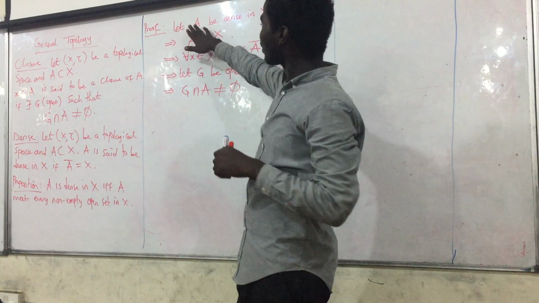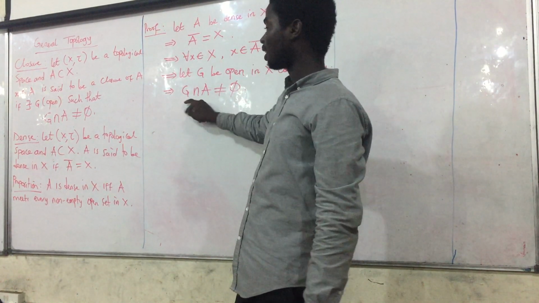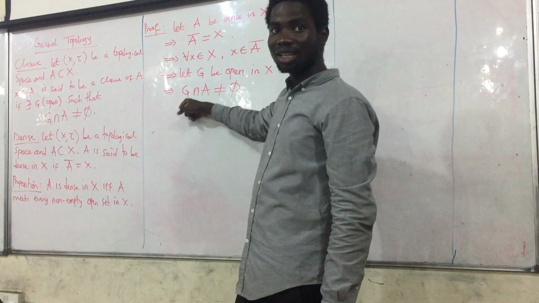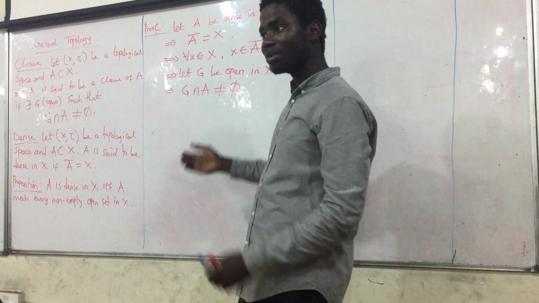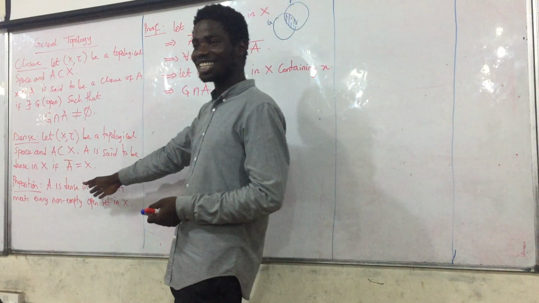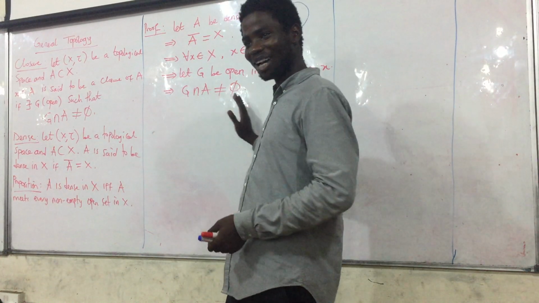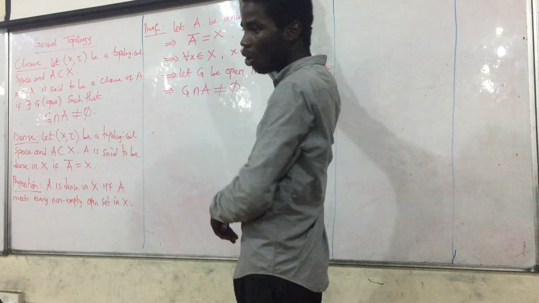So from here we have proved that if A is dense, then every non-empty open set has an intersection with A that is not empty. That means they meet each other. Do you understand? That's why we say we are done with the first part. Now, to prove the converse, just write it from down up.